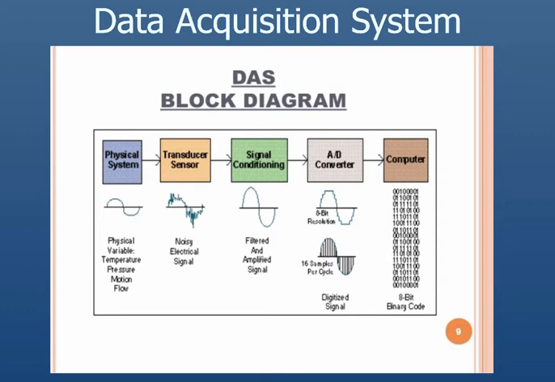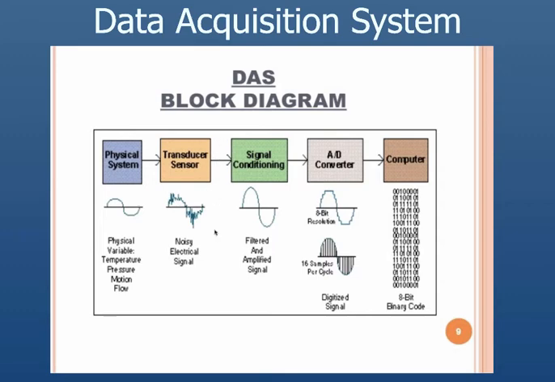The building blocks of a DAQ system include the very first thing, which is, of course, the physical system itself, right? There's going to be something we're measuring, and that something we're measuring is called the measurand, M-E-A-S-U-R-A-N-D, measurand, and it's the variable that we're measuring. Now, the transducer is a device that converts a physical phenomenon such as light, temperature, pressure, or sound into a measurable electrical signal, such as voltage or current.